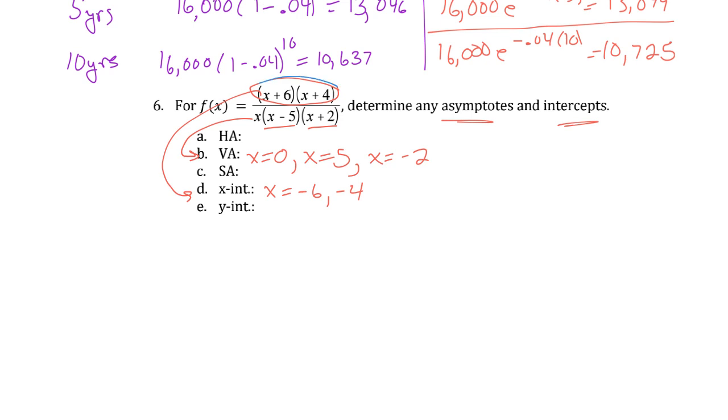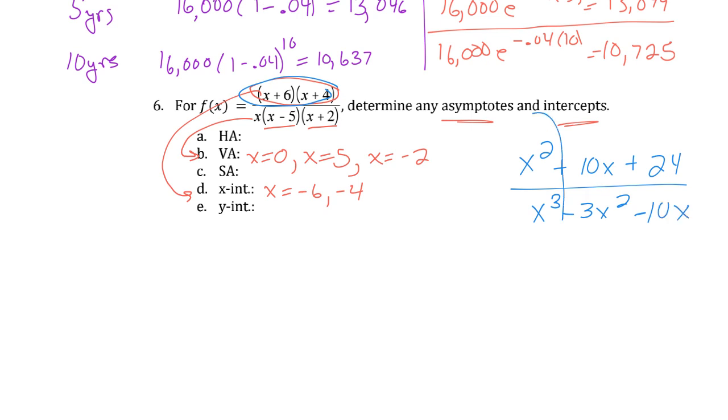And so the next thing, I'm actually going to go through and multiply it all out. So my numerator, when I multiply it, I get x squared plus 10x plus 24. My denominator, I'm going to get x cubed minus 3x squared minus 10x when I multiply all that. What I notice, I could have done this before without multiplying it out, but I wanted to show you, is that the degree in the numerator is 1 smaller than the degree in the denominator.